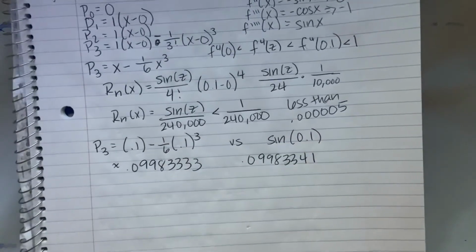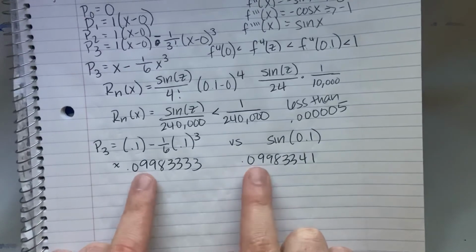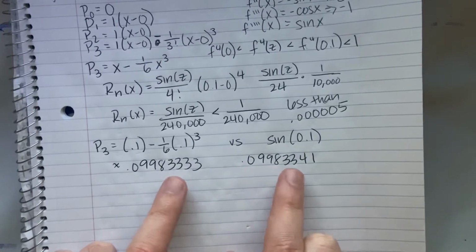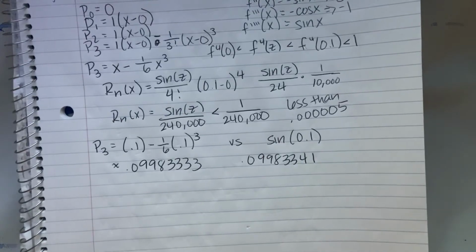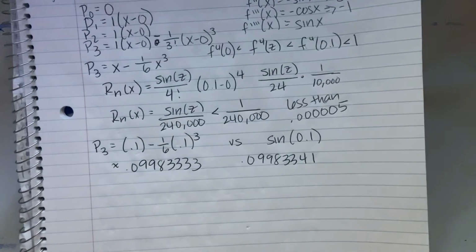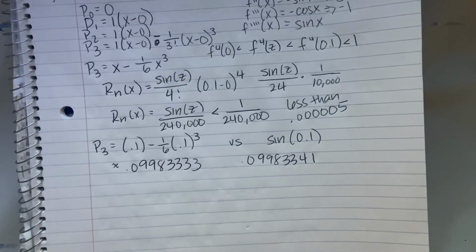So you can see we said how many decimal places we were accurate to: 1, 2, 3, 4, 5, 6. We were even more accurate than this, just implying that z was not actually 1. We knew it was going to be less than that, but that's how crazy accurate we were, even with just this, because we were close. So this is an idea of what a Taylor remainder does. It tells you how accurate you're going to be.